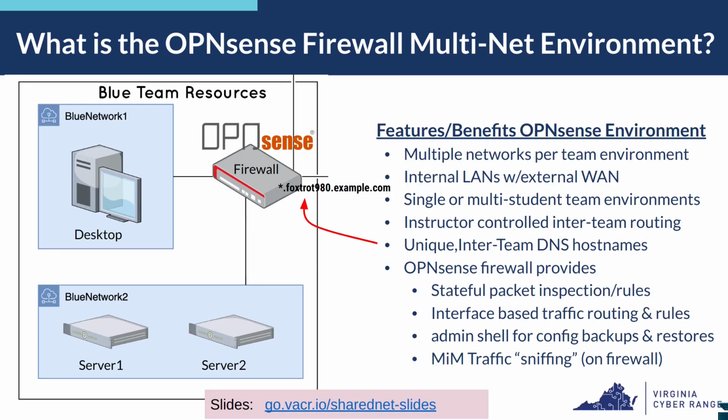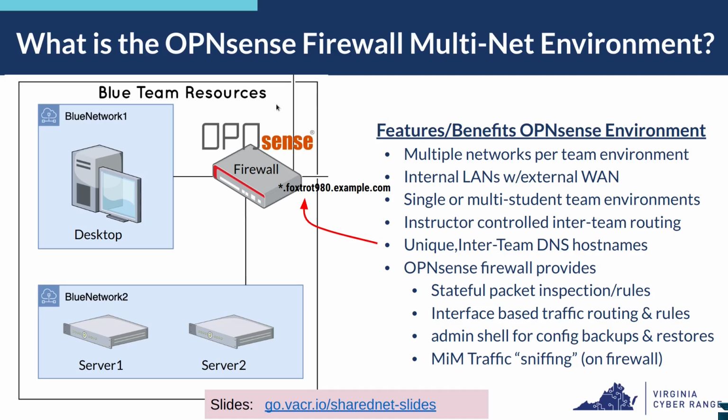The way the naming works, their team domain is the name assigned to the external interface of the firewall. So you have the firewall here that would normally be connected to the WAN. If I hit foxtrot980.example.com, if I ping that, I'm going to be pinging the external interface on their firewall. That's very important here. That's one of the main things you need to remember when working with these more advanced multi-host, multi-network type shared network environments.